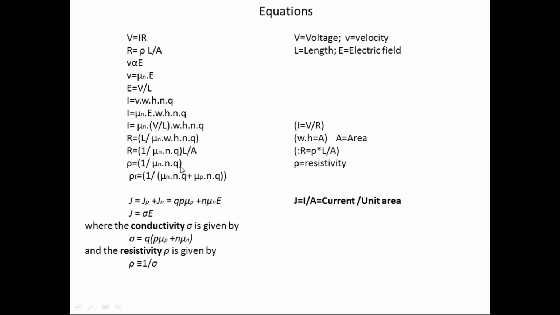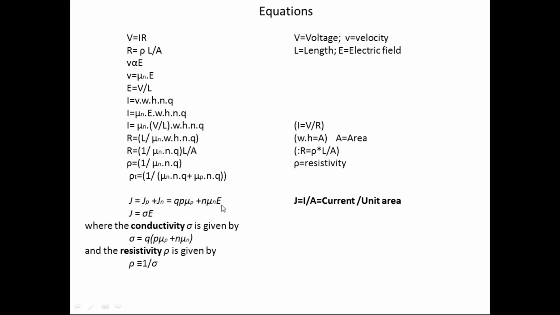Okay, this is only for electrons, the resistivity of the electron. Now here, the total resistivity of the material includes the conduction due to holes as well as electrons. Now that is equal to 1 by mu n into N into Q plus mu p into P into Q.